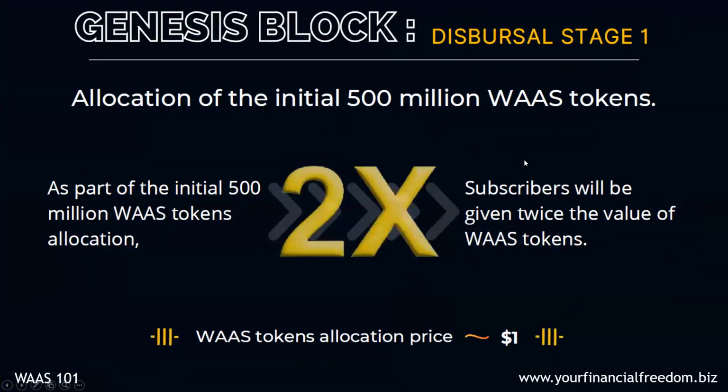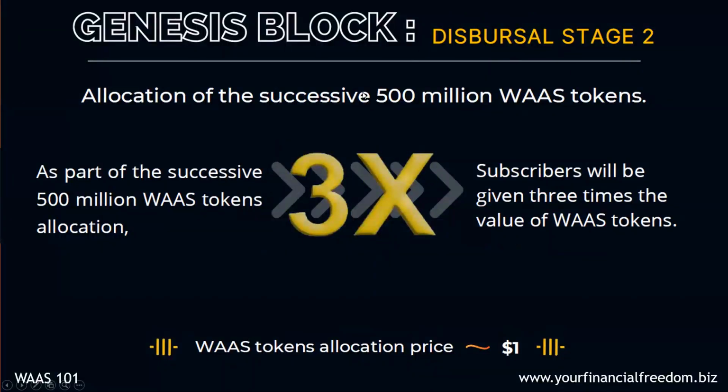The first set of 500 million tokens will be distributed to anyone buying a package or buying miners. So if you buy a $50 miner, you will get 2 times WAS tokens. 1 WAS token is equivalent to about $1. So off the bat, you spend $50, you get $100 worth of a token that you could cash out after how many days? 370 days left, okay?